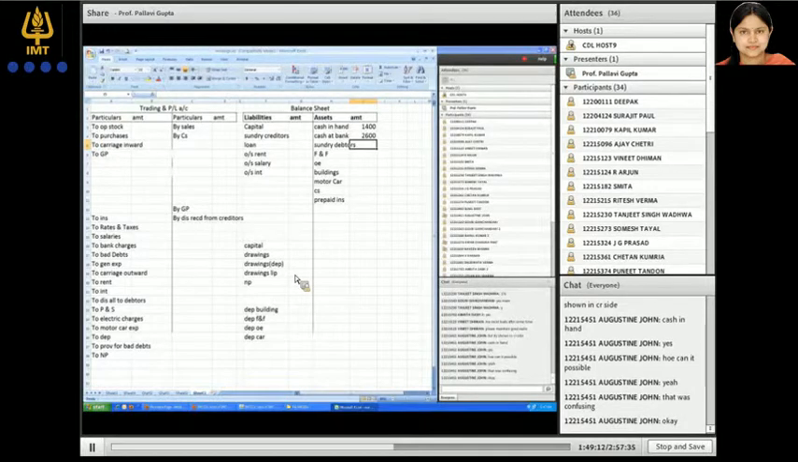Sundry debtors. Debtors again the part of the assets. Balance sheet, 86,000. Next item is stock as on 1/4, that is the opening stock. Opening stock I will take in the trading. To opening stock, 62,000.